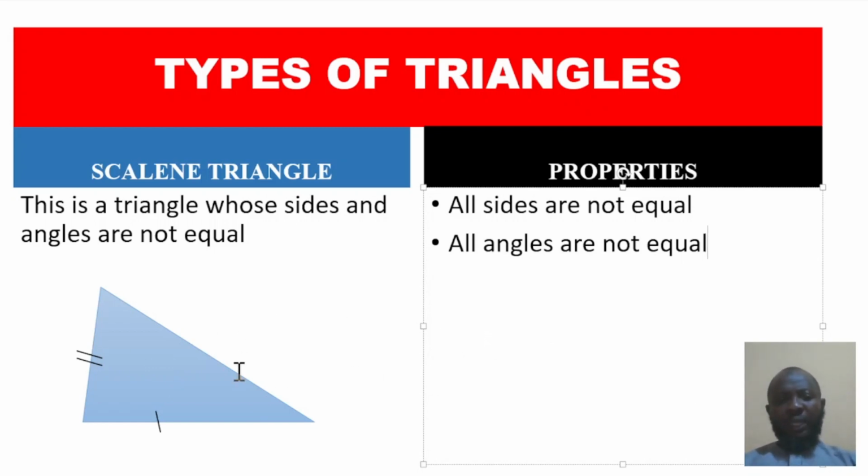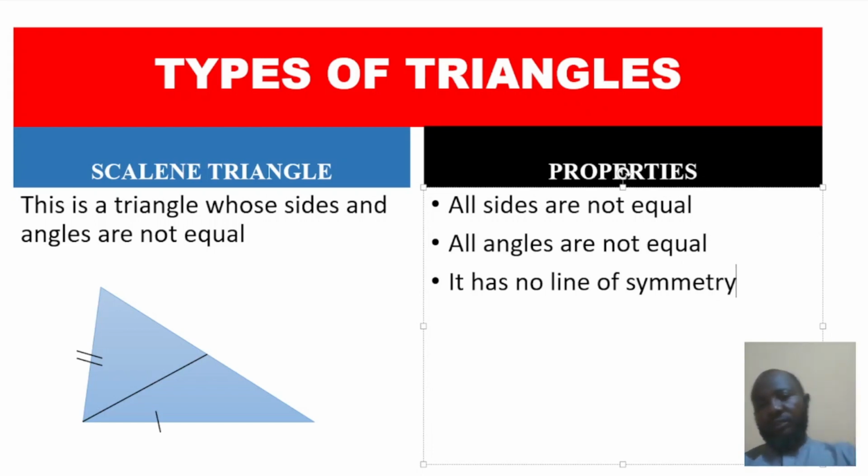So here, if I bring a line here and cut it from here to here, you notice that this triangle, the one at the top and the one at the bottom, cannot overlap. They are not the same. So in this case, it has no line of symmetry. So that is another property. It has no line of what? Symmetry. So a scaling triangle has no line of symmetry.